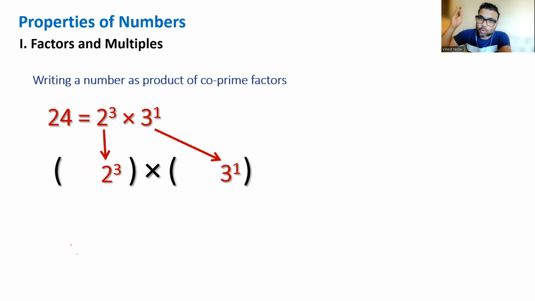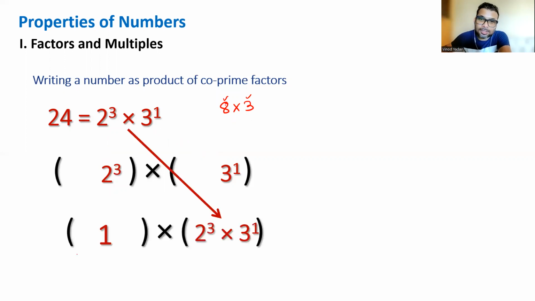This way: put 2 cube entirely in one group and 3 in the other group. So 8 into 3. Of course, both these are co-prime numbers, right? They do not share anything. Or there is one more way: put everything in one group, and the other group by default has one. So 1 into 24. Then I don't think there are any other possibilities. So we have two ways of writing 24 as a product of two co-prime numbers.